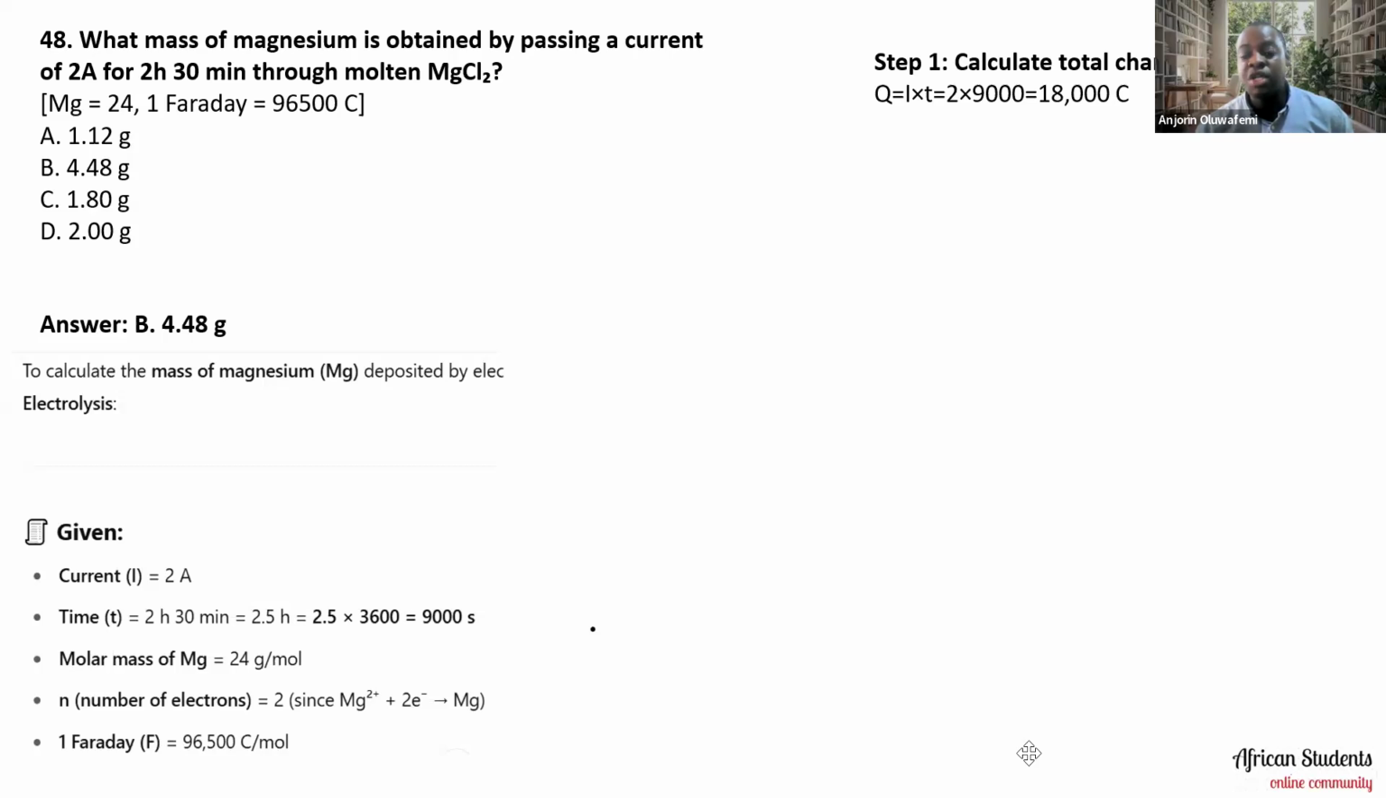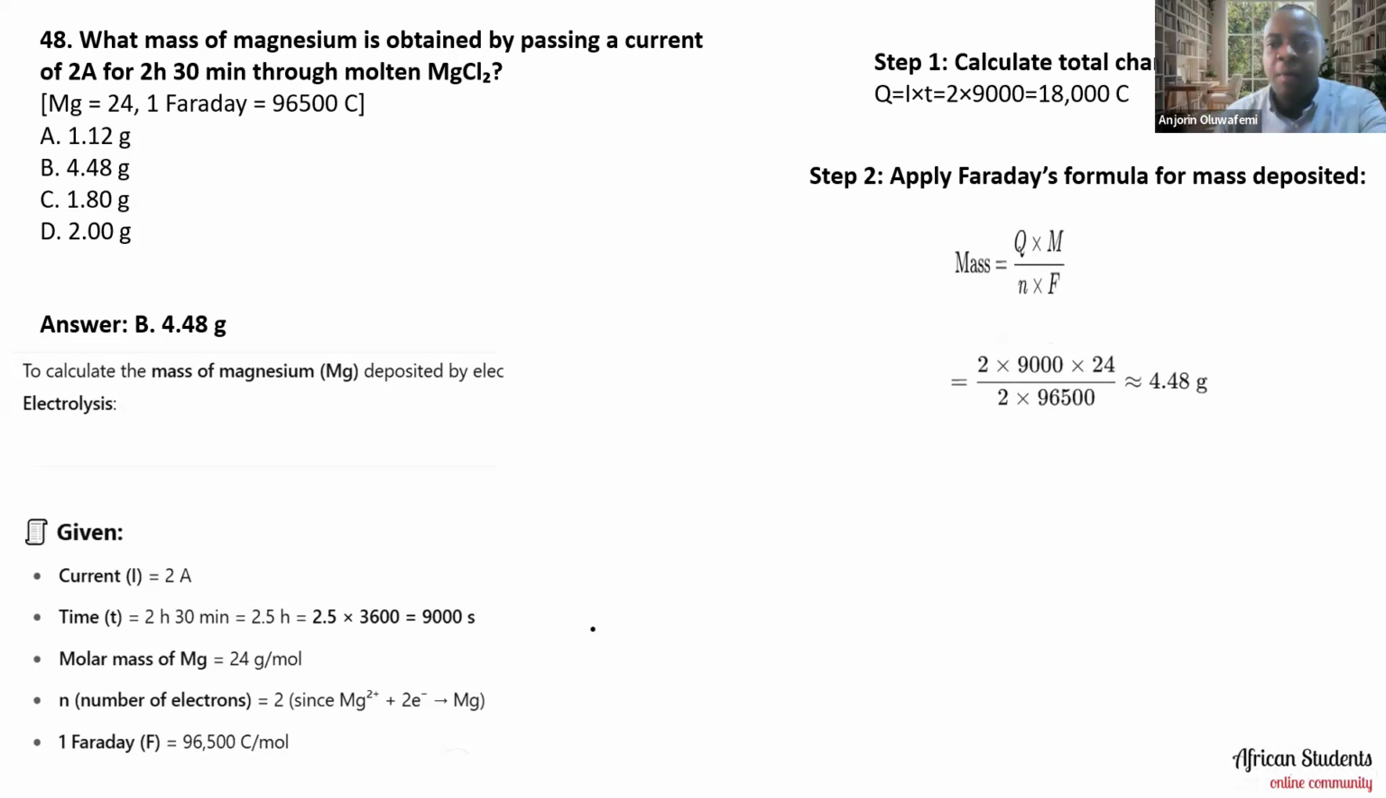So calculate the total charge, which is Q. Q equals I times T, which is 2 times 9,000, where 9,000 is the time in seconds. So that'll be 18,000 coulombs, okay? Then the next one is step 2, apply the Faraday formula for mass deposited. So mass equals Q multiplied by M divided by N multiplied by F. So our Q multiplied by M will be 2 times 9,000 times 24, which is the molar mass that was given to us, divided by 2 multiplied by 96,500. So approximately we'll be having 4.48 grams as the mass of the magnesium.